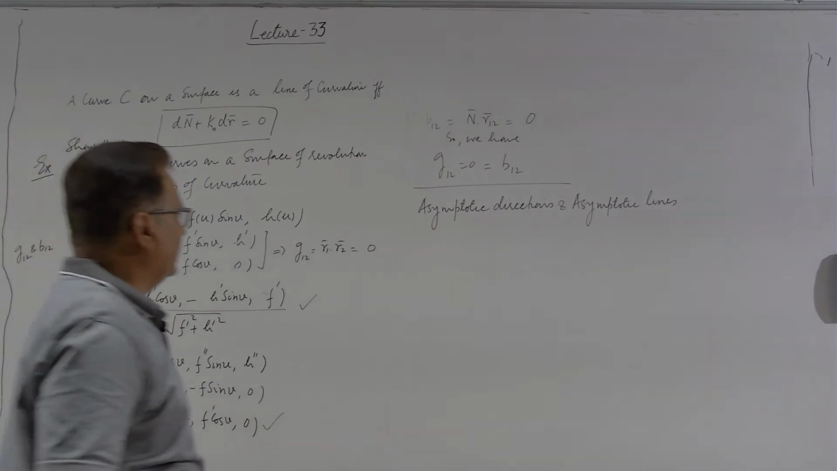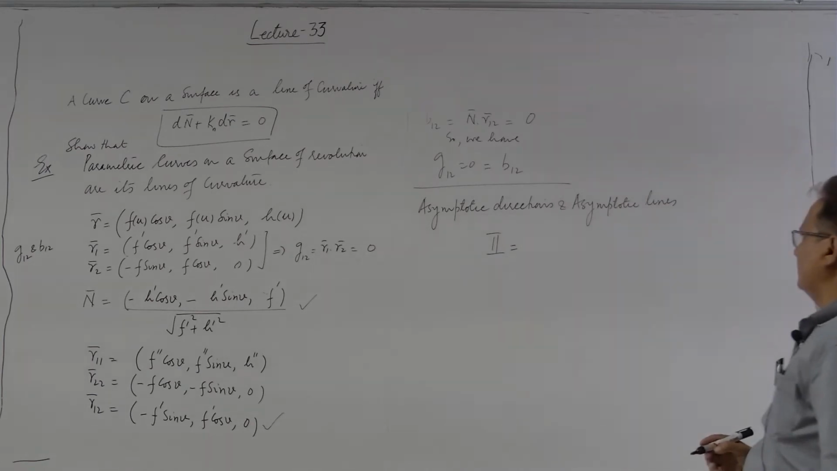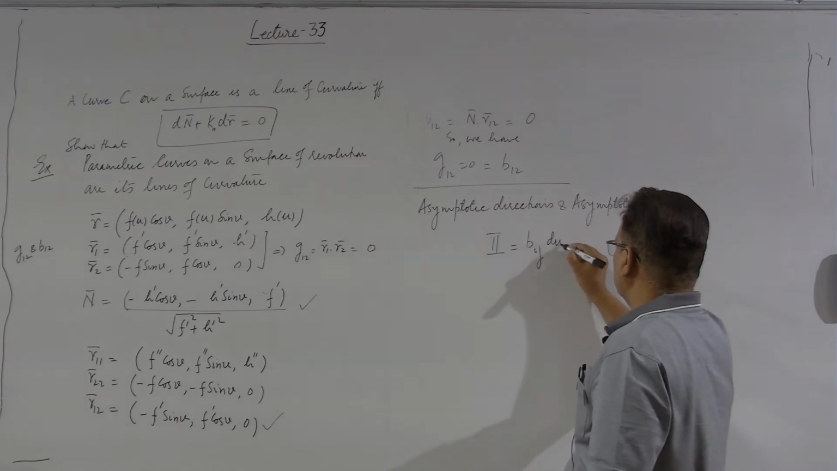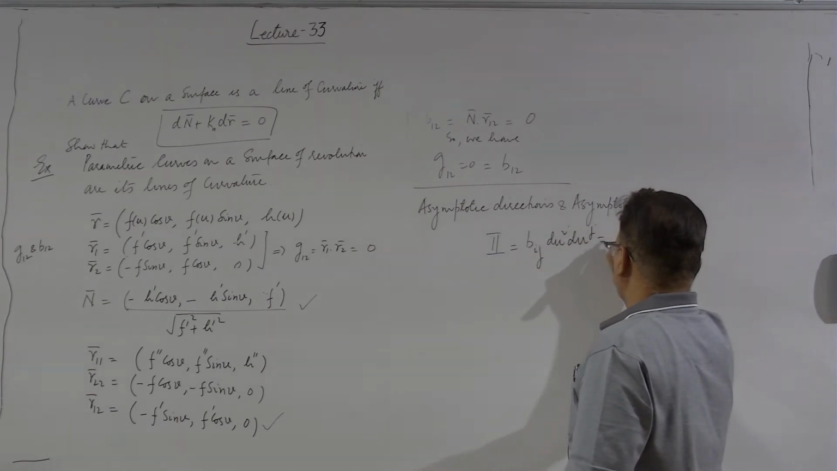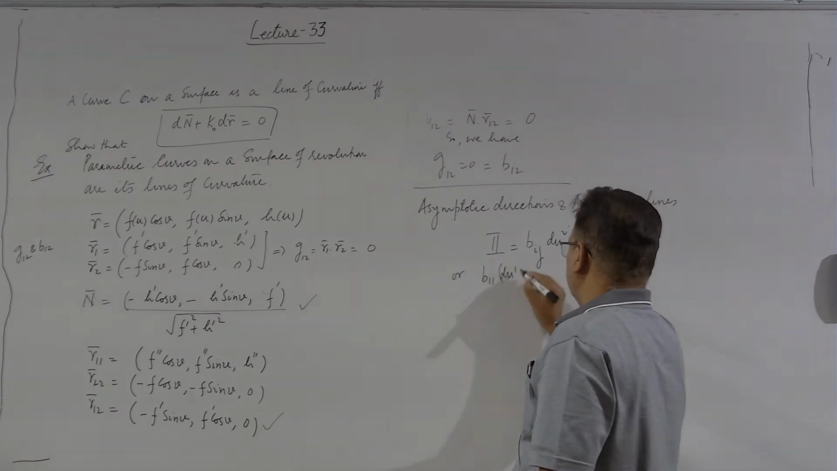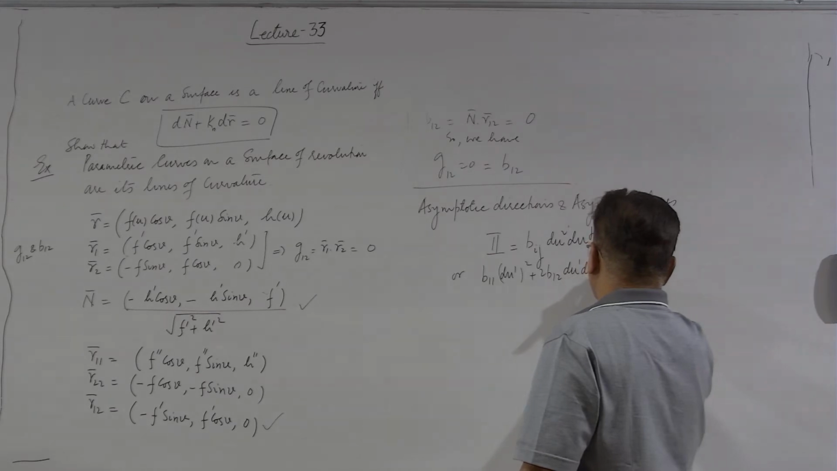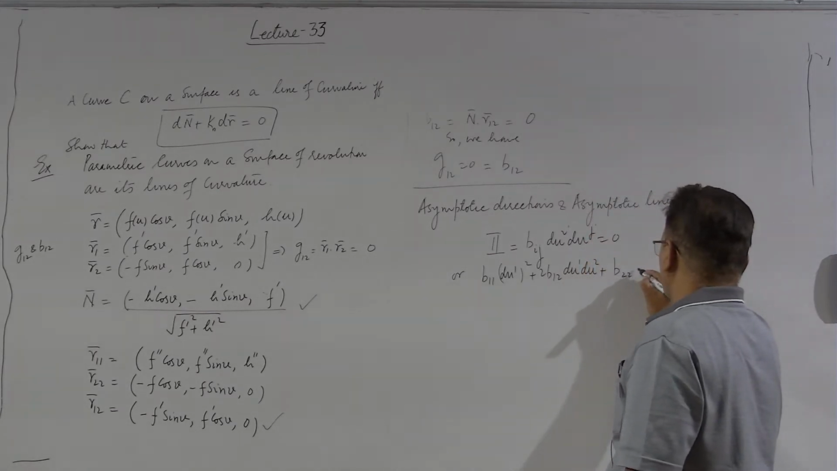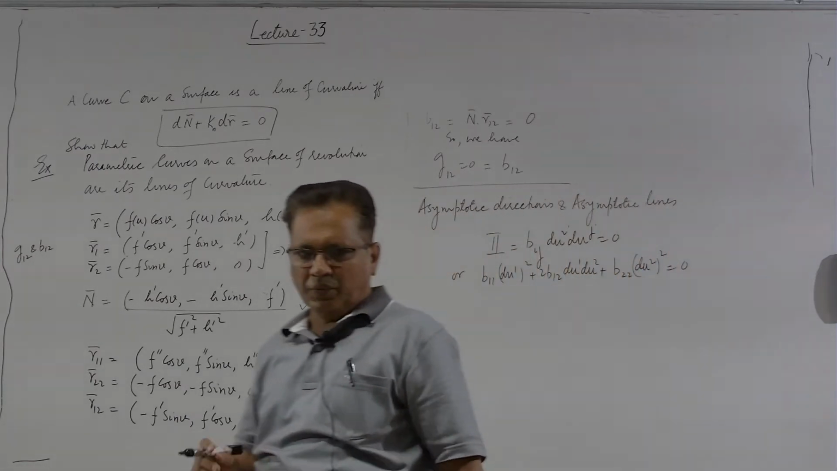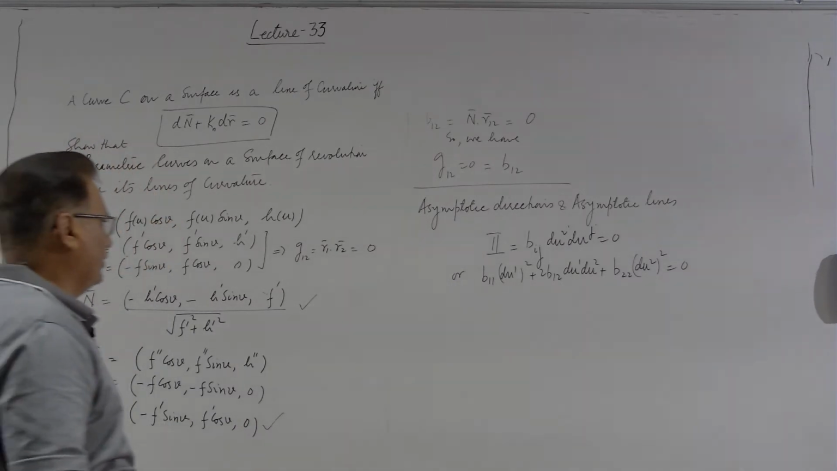Now, the characterization for a curve to be an asymptotic line is that its second fundamental form is identically 0, or you can say that B11 du1 square plus 2 times B12 du1 du2 plus B22 du2 square equal to 0. This is a differential equation. We call it the differential equation for asymptotic lines over a given surface.